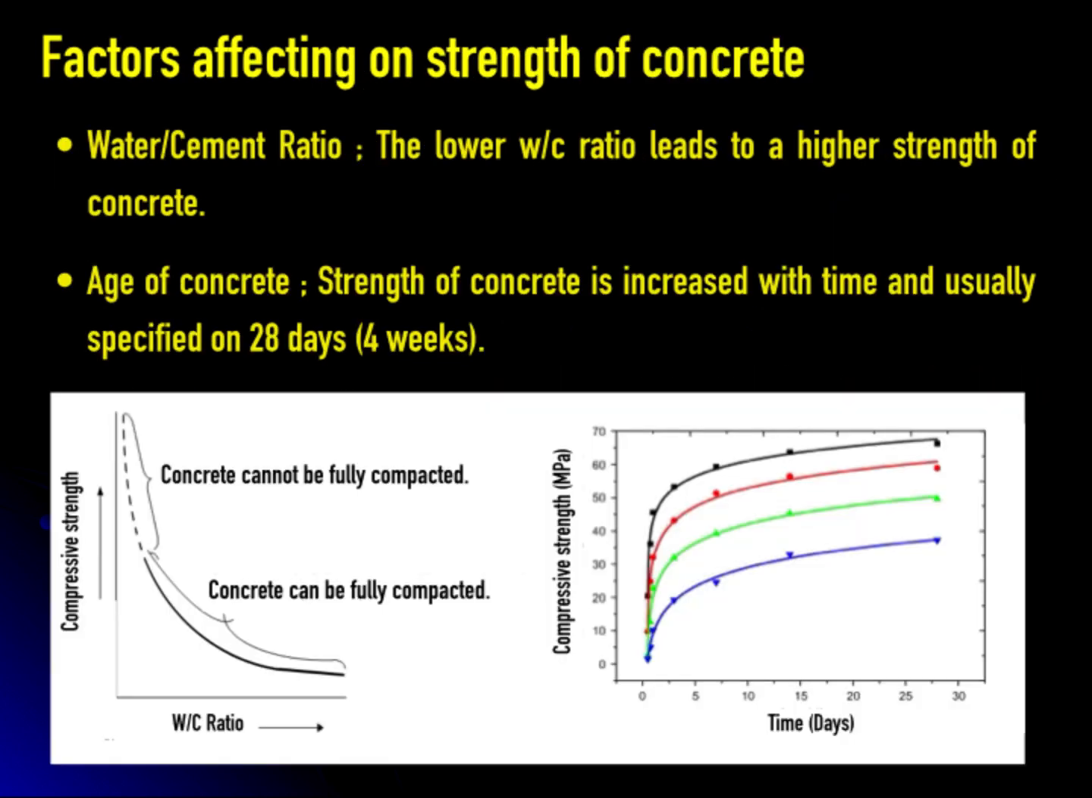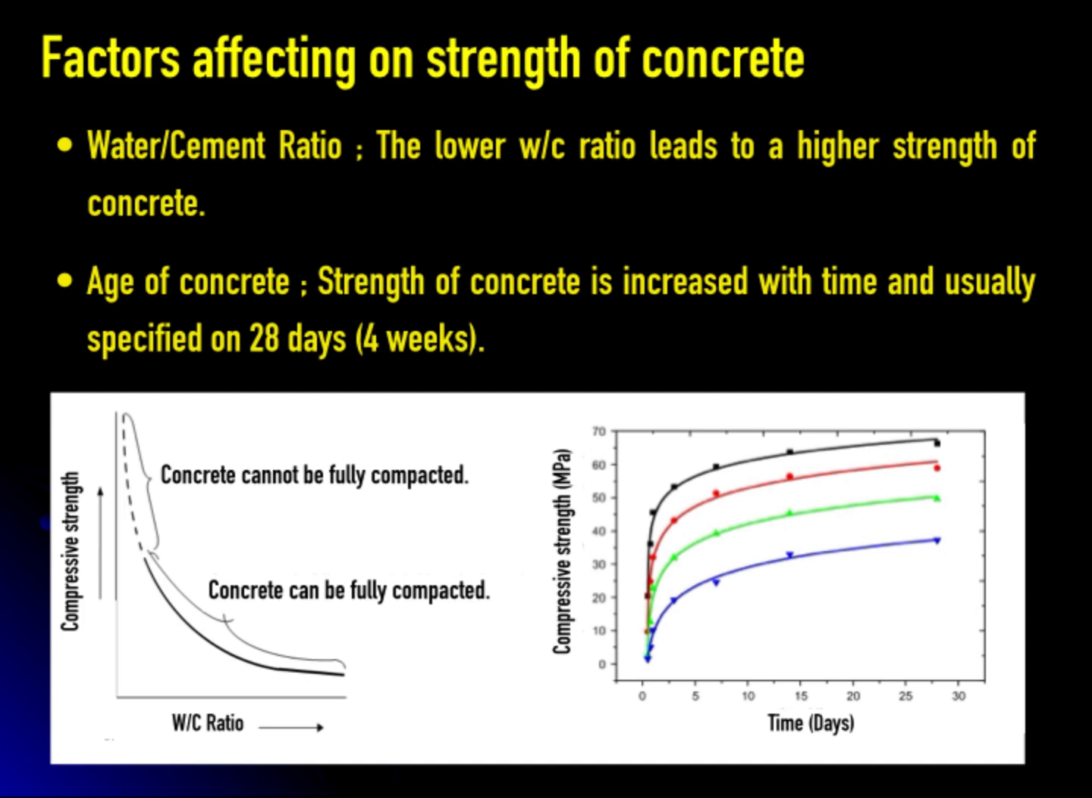Next is the factors affecting the strength of concrete. There are two main factors affecting the strength of concrete. One is water to cement ratio. The lower the water to cement ratio, the higher the compressive strength. However, reducing the water content also decreases the workability of the concrete. In such cases, more compaction effort or admixtures are required to improve fluidity.